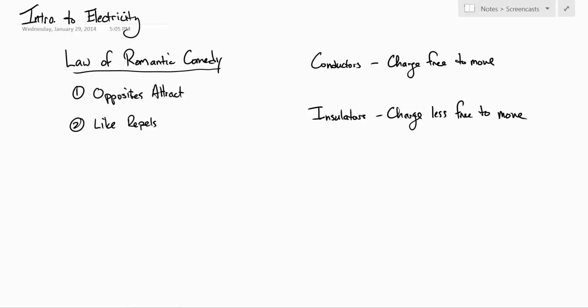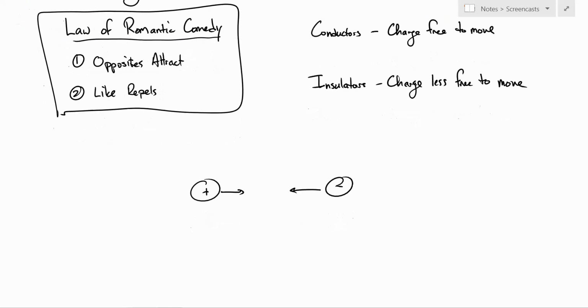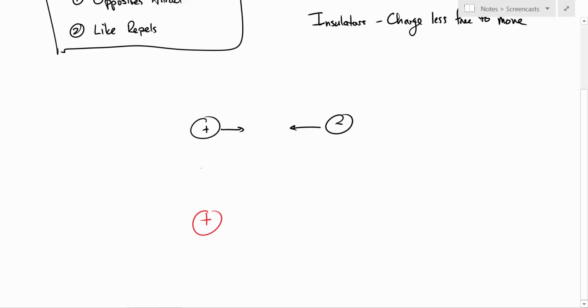Alright, just a quick recap of some of the stuff that we were talking about in class recently. So we talked about charge interactions, so we know that we have positive charges and negative charges. We know that they are governed by the law of romantic comedy, which I really should trademark some days, which tells us that opposites, such as a positive and a negative, are going to attract, and that like charges, such as a positive and another positive, are going to repel. These would attract as well. Anyway.